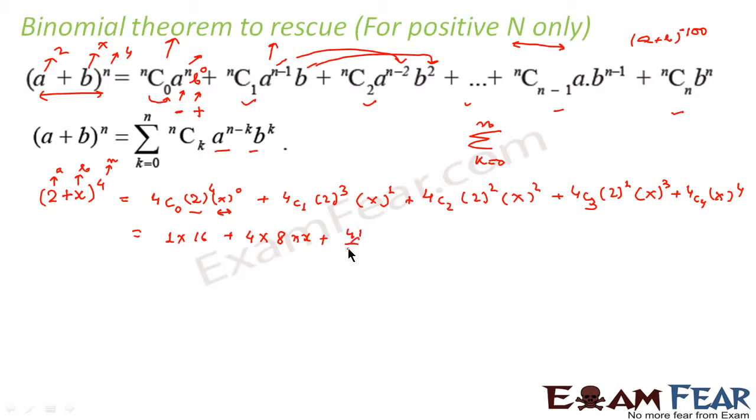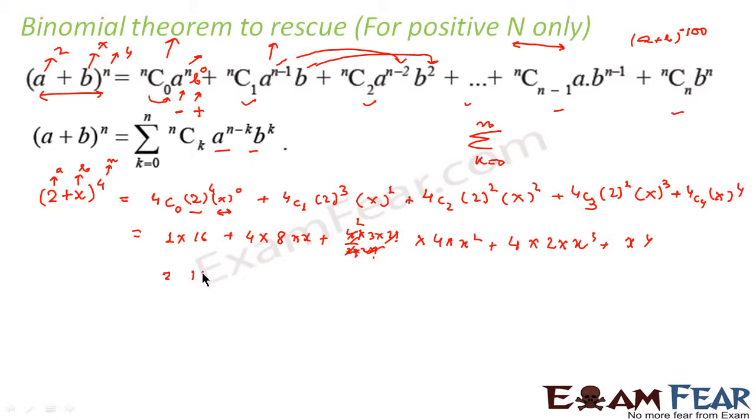4C2 is equal to 4 factorial by 2 factorial into 2 factorial, and that becomes 4 into 3 into 2 factorial. So we'll cancel this, it becomes 6. So it becomes 6 into 2 to the power 2, which is 4, into x square. 4C3 is equal to 4 into 2 into x cube, plus 4C4 is equal to 1 into x to the power 4.